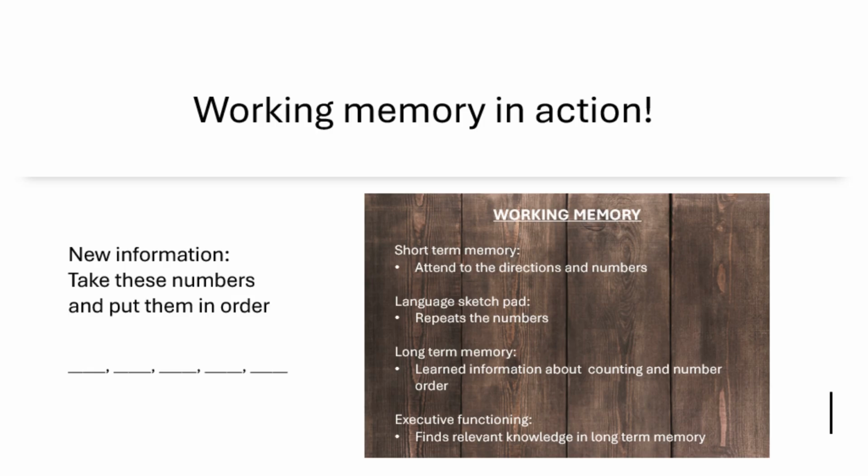Additionally, the language scratchpad was likely active to repeat the numbers so that you did not forget them. Your working memory also called upon information that was stored in long-term memory to recall number order and help you successfully put the numbers in the correct order. And lastly, your executive functioning system helped define the relevant knowledge in that long-term memory.